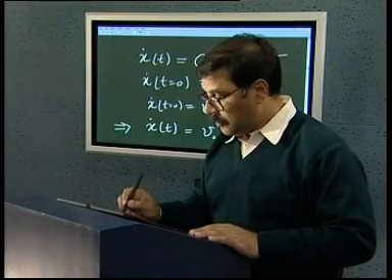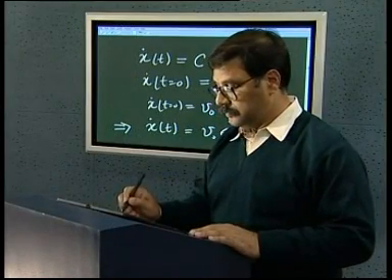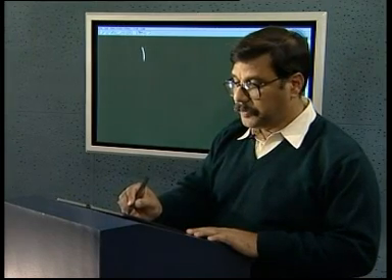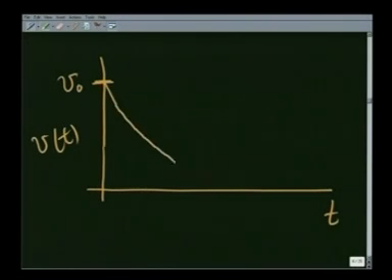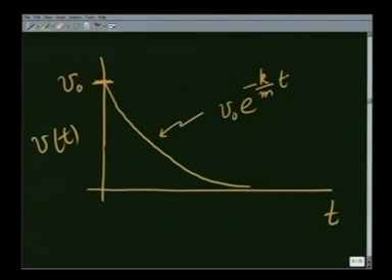Let us plot it and see how it looks. Initially the particle started moving with some speed v0. I am plotting v of t versus t, and as time passes the velocity decreases exponentially. This curve is v0 e raised to minus k over m t. How about the distance travelled by the particle?